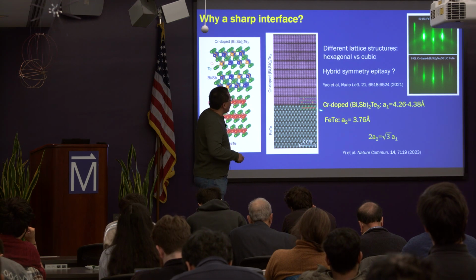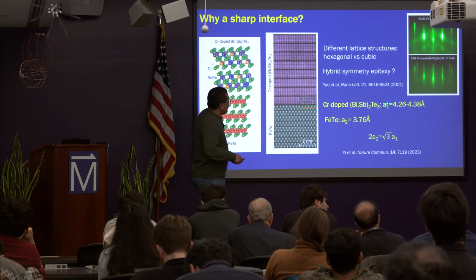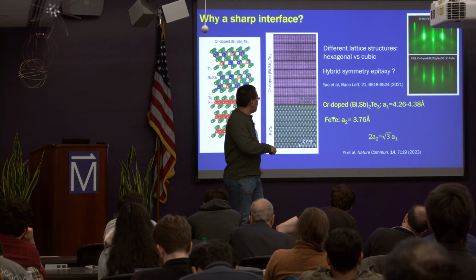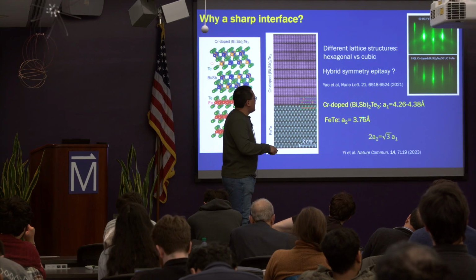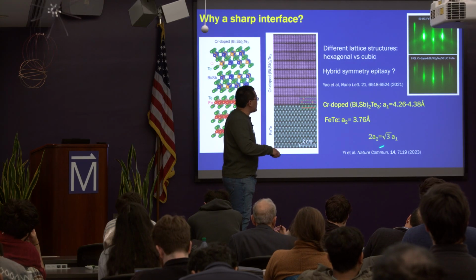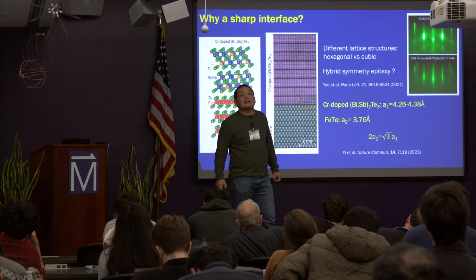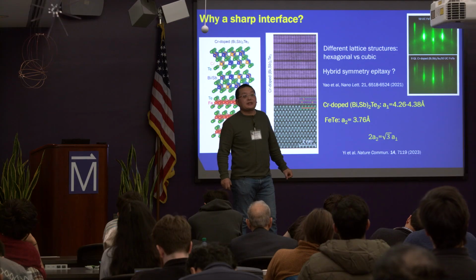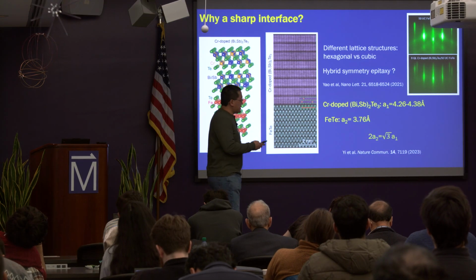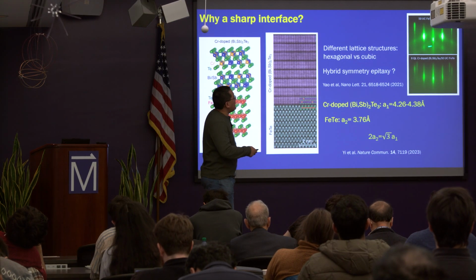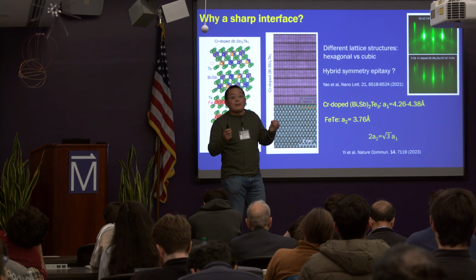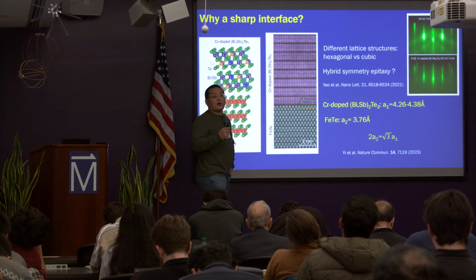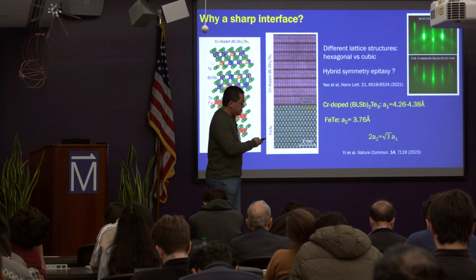So here are the reasons. We know that for chromium-doped bismuth antimony telluride, the lattice constant is around 4.26 to 4.38. For antarite, it is 3.67. That satisfies these kinds of equations. If you satisfy these equations, you can perfectly stack this hexagonal lattice on top of the cubic lattice structure. That also explains why in our MBE growth the RHEED pattern is always sharp, and in the TEM image the interface is also sharp.